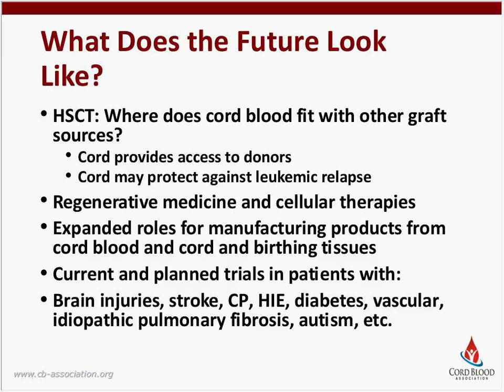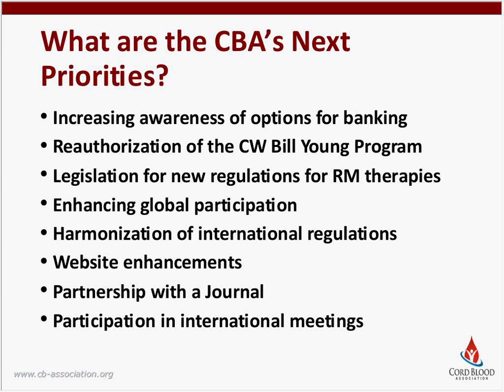And there are current and planned trials in patients at the moment for brain injuries, for stroke, for cerebral palsy, for hypoxic ischemic encephalopathy, diabetes, vascular diseases, pulmonary fibrosis, bronchopulmonary diseases, autism, and many others. However, the success of these trials depends on how well the trial is designed and how good we are in the preclinical setting. So the question is, what are the CBA's next priorities?